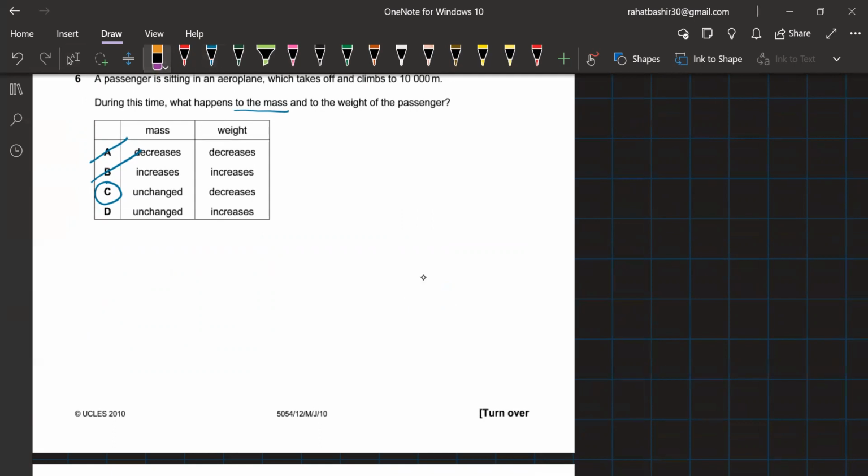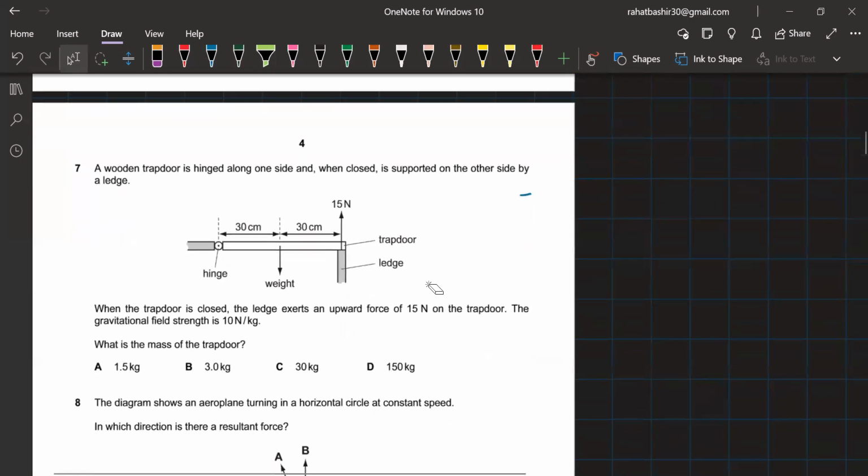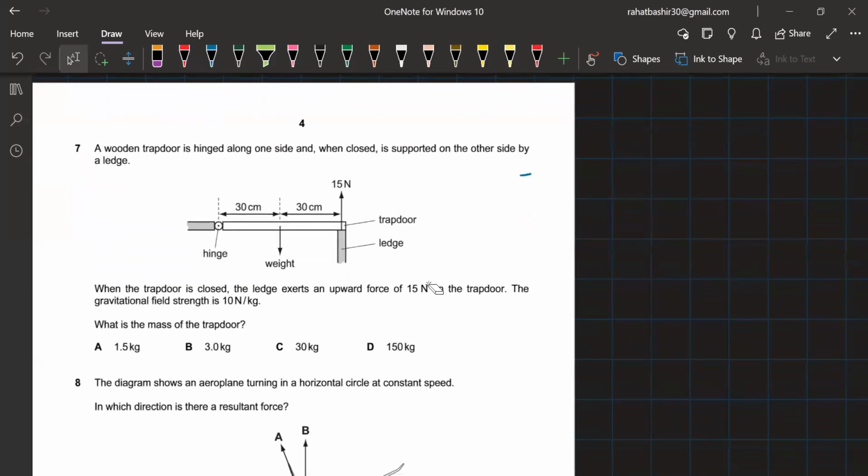Question number 7. A wooden trapdoor is hinged along one side and when closed is supported on the other side by a ledge. When the trapdoor is closed, the ledge exerts an upward force of 15 Newton on the trapdoor. The gravitational field strength is 10 Newton per kilogram. What is the mass of the trapdoor?